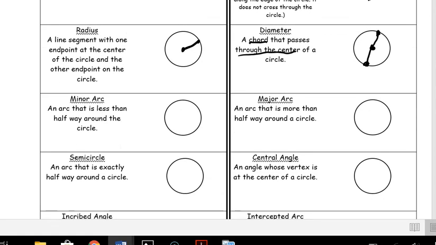Minor arc. So be careful with these minor arcs and major arcs. These would be things, if we were in class, that I would emphasize a little bit to make sure we understand the difference. An arc that is less than halfway around the circle.